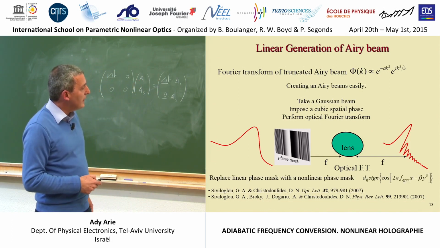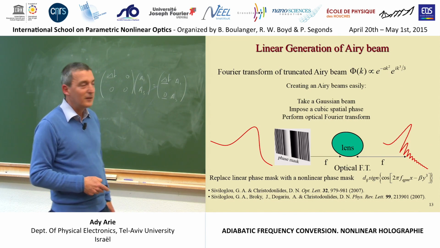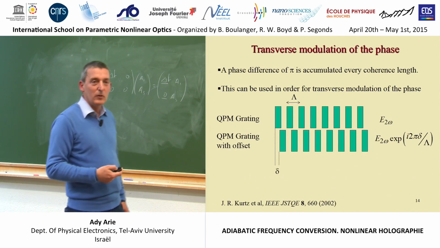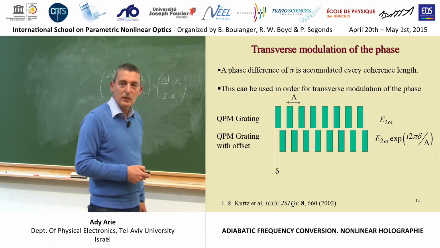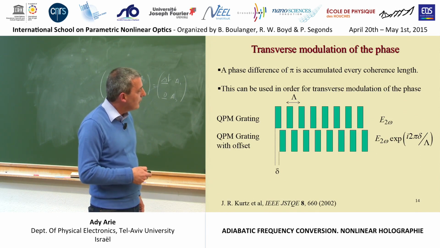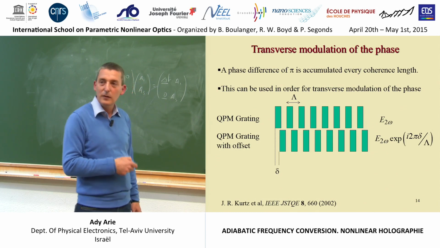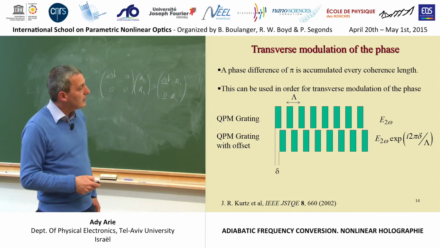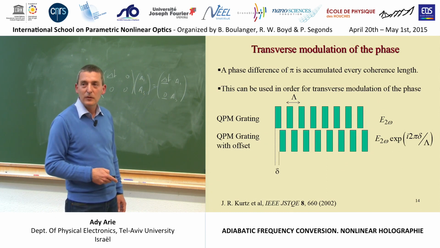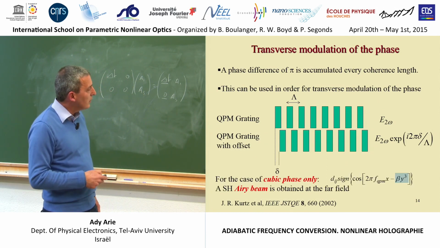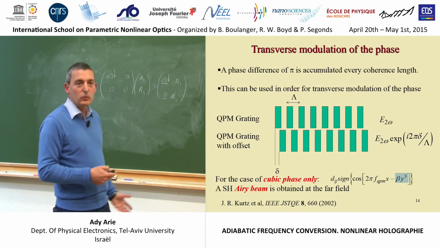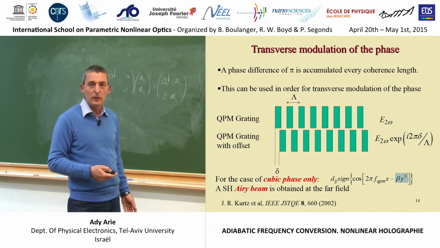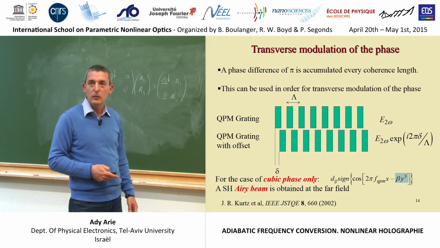Okay? So now just to warm up, let's show how to do it with nonlinear optics. The idea in nonlinear optics is that we're going to replace this SLM with a nonlinear phase mask. So how can we control the phase? It's very easy. This is a QPM grating. You're familiar with it. So let's take another QPM grating, but shift it by a small amount delta. So this gives us a phase shift. Okay? So now we'll not make a constant shift, but a shift which is cubic. And this will give a cubic phase, but at the second harmonic. And then we do a Fourier transform, and we can get an Airy beam.